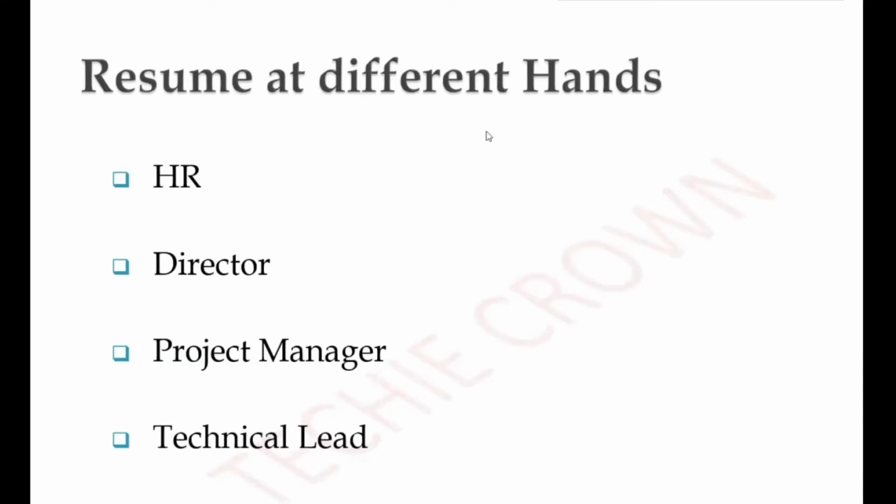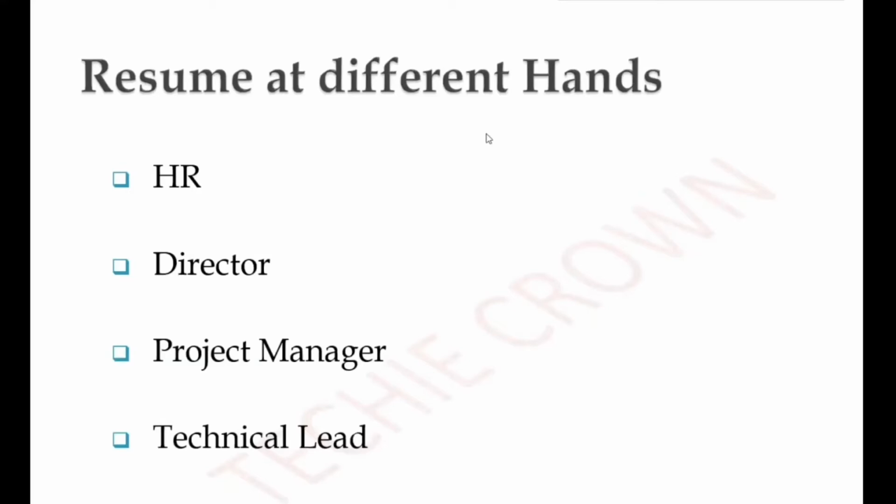Once it moves to the interview panel, the technical lead or the project manager might be looking for various information in your resume. They may be looking for what additional technologies you know, whether you are good at learning new skills, and whether you are a good fit for this position as a developer or lead. So they may be looking at various factors.